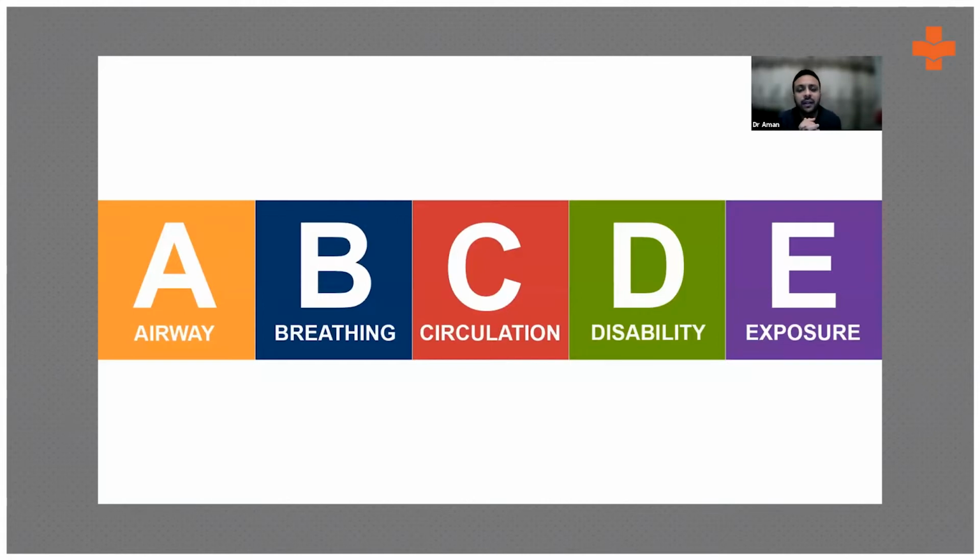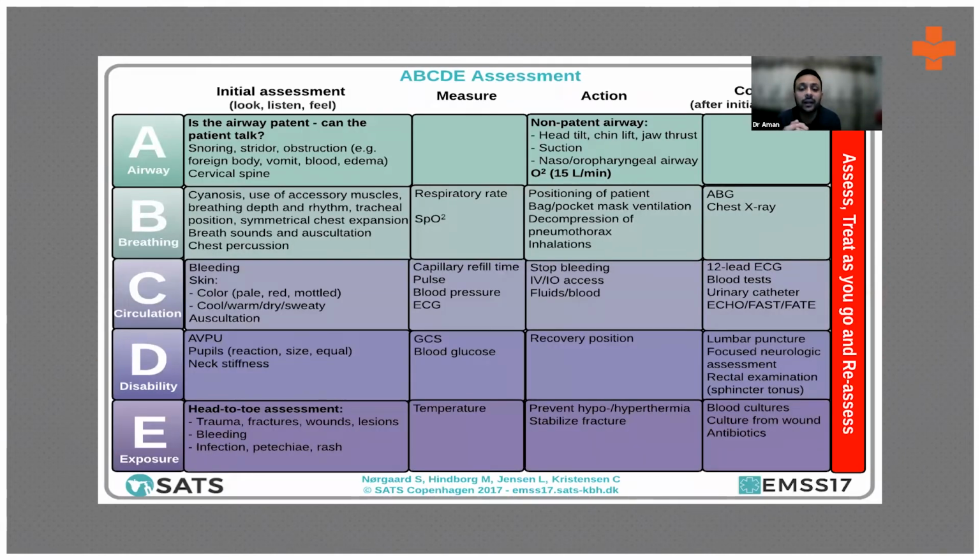As you can see on the screen, any patient who's talking to you, if you're interacting with him and he's replying back, the airway is patent. If he's not replying back, or you have additional sounds in the form of gargling, snoring, or stridor, these indicate that the airway has been compromised. The compromise could be because of a foreign body, vomitus, or cervical spine trauma. We don't know the exact reason when you see a patient.